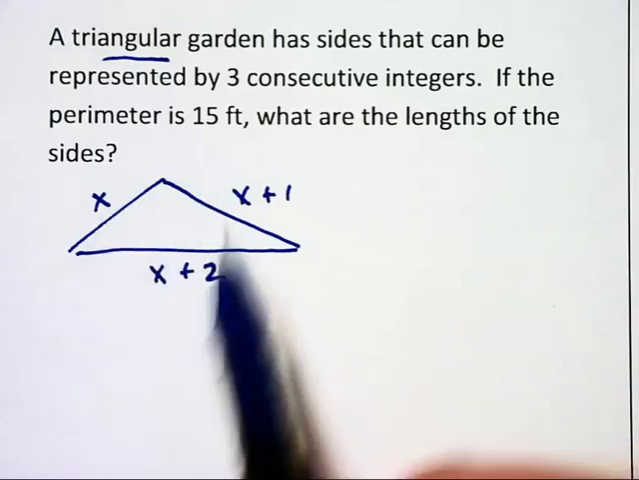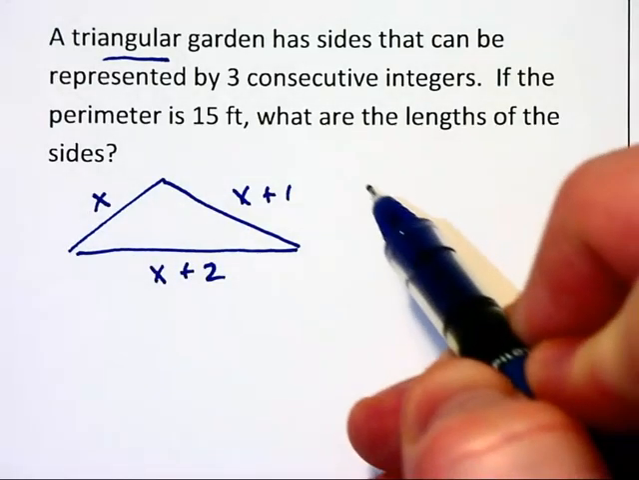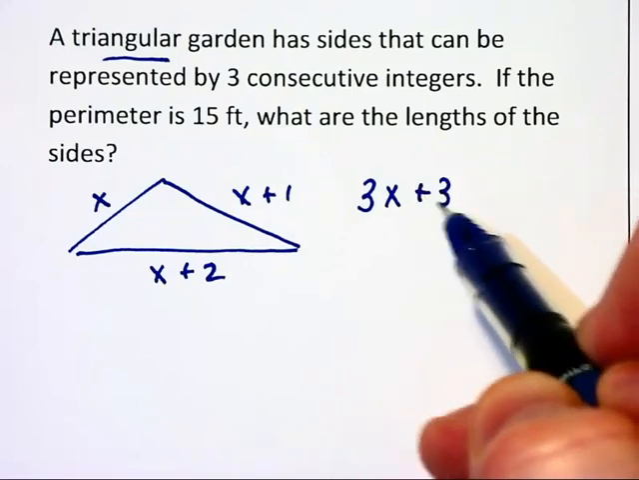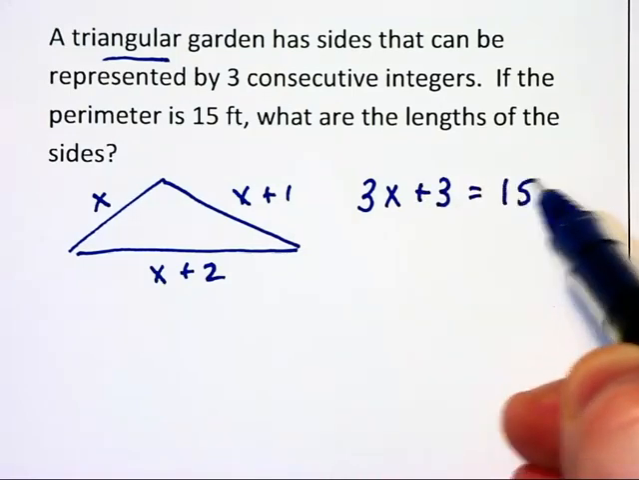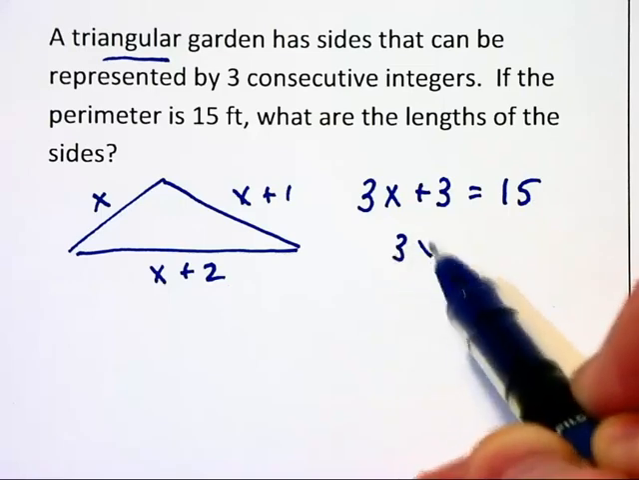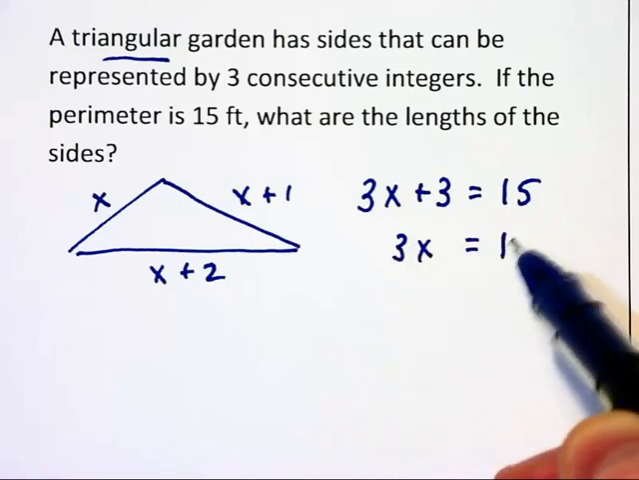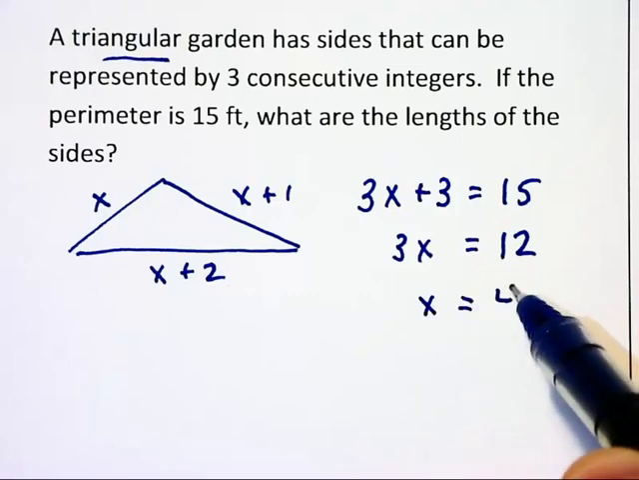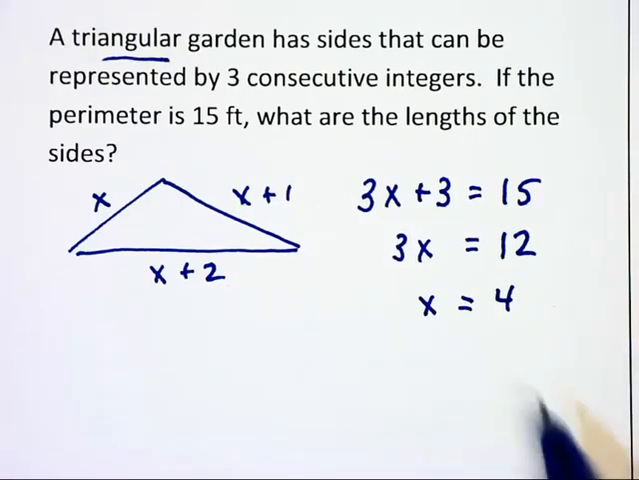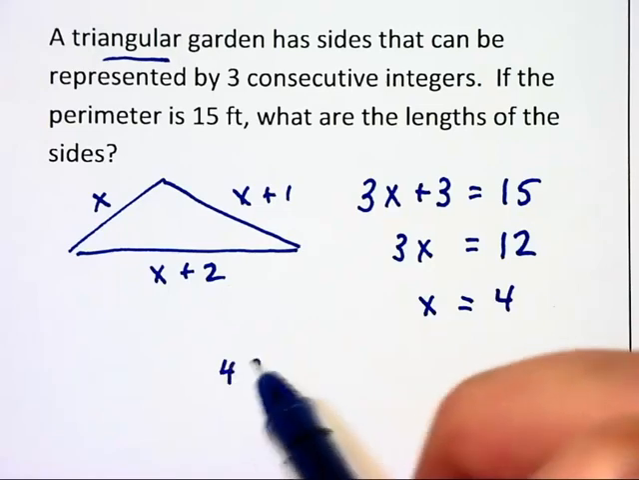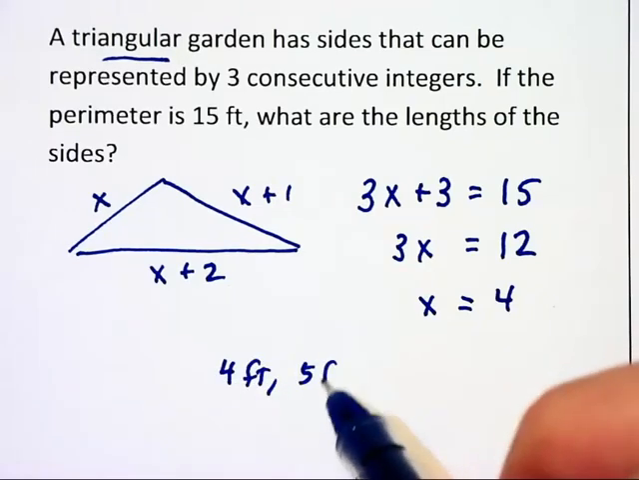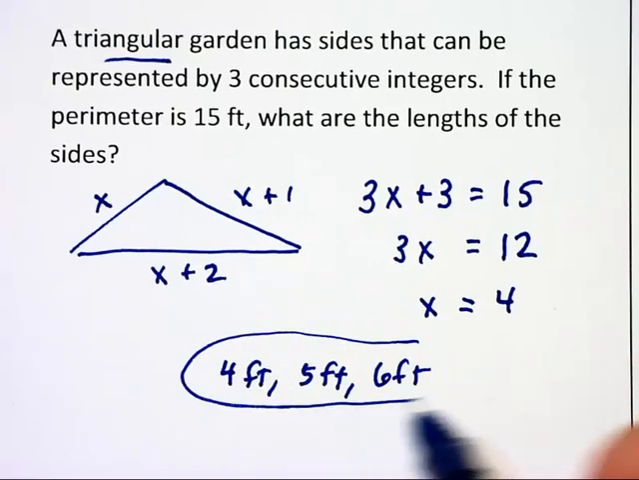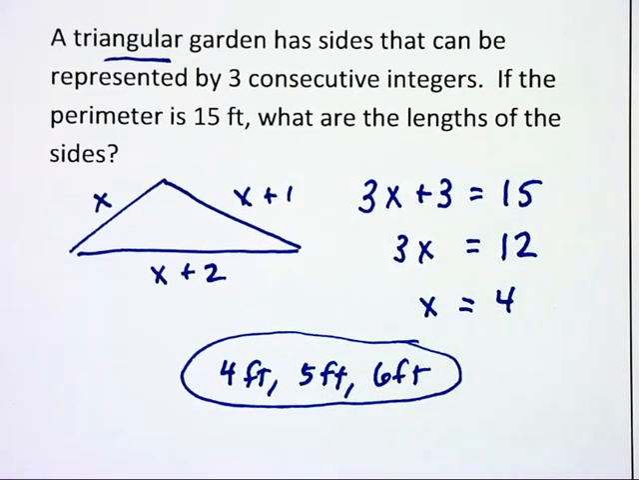Well, I think I have it sitting right here. x, x, and x, that's 3x. 1 and 2 add up to 3, making a perimeter of 15. Subtracting 3 on each side brings the 15 down to 12, and dividing each side by 3 gives us x equals 4. So the lengths of the sides would be 4 feet, 5 feet, and 6 feet. Very straightforward, we're done.